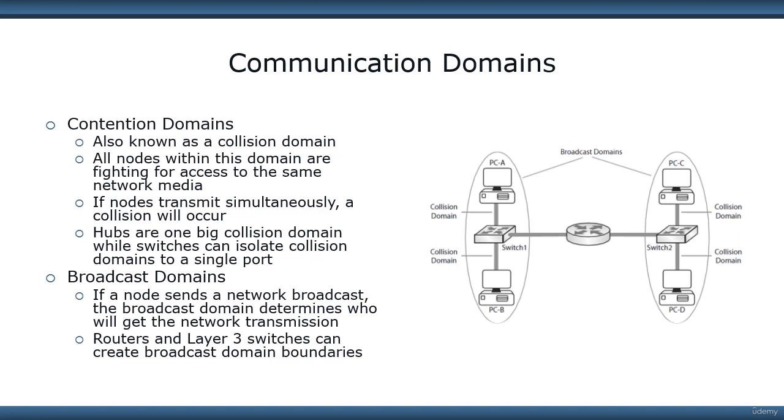Now, there's another type of domain, though. It's called a broadcast domain. A broadcast is a network packet that goes out to everybody who's listening. And if a node sends a network broadcast, it's the broadcast domain that actually determines who gets that. Layer 1 and Layer 2 devices do not create separate broadcast domains. The only device that will create a separate broadcast domain is a Layer 3 device, which is typically a router or a Layer 3 switch.